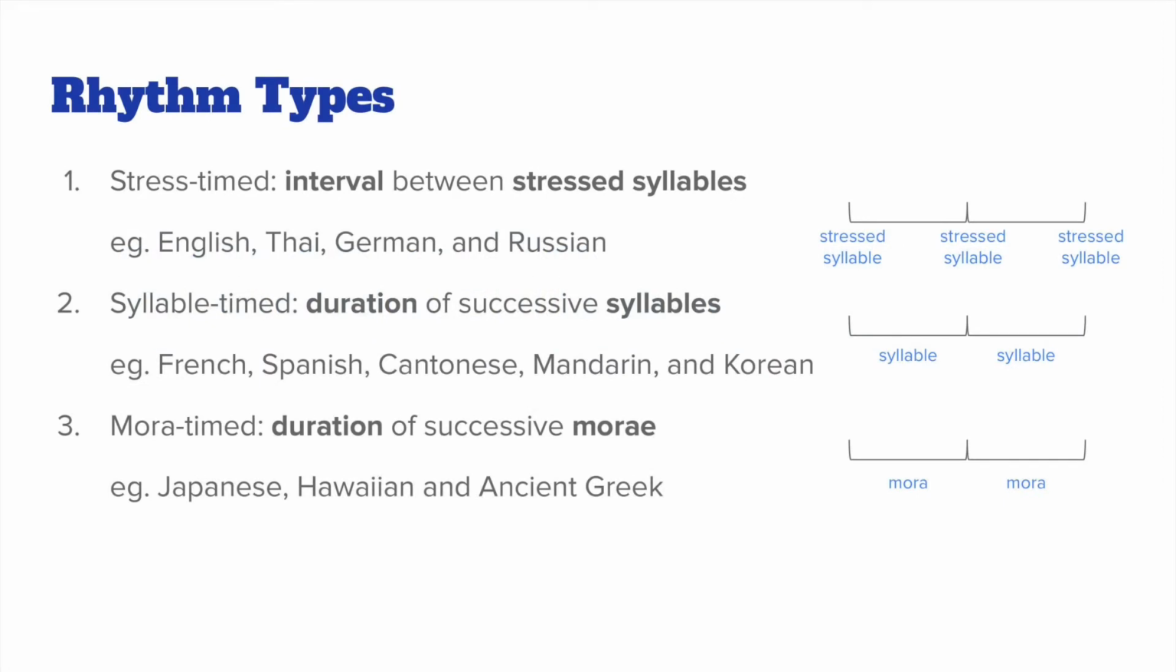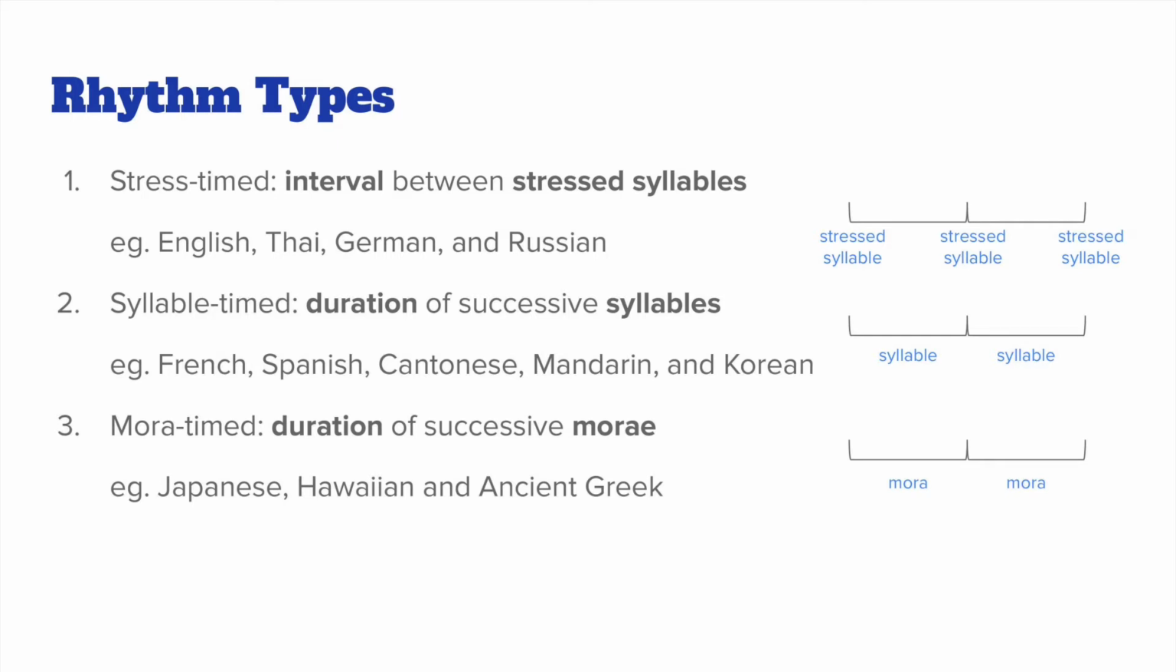In a stress-timed language, the duration of the intervals between stressed syllables is relatively constant. Examples are English, Thai, German, and Russian. In a syllable-timed language, the durations of successive syllables are relatively constant. A few examples are French, Spanish, Cantonese, Mandarin, and Korean. Last but not least, in any Mora-timed language, the durations of successive mori are relatively constant. Some examples are Japanese, Hawaiian, and Ancient Greek.